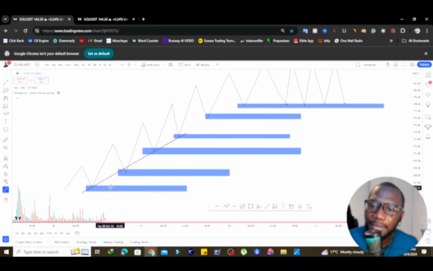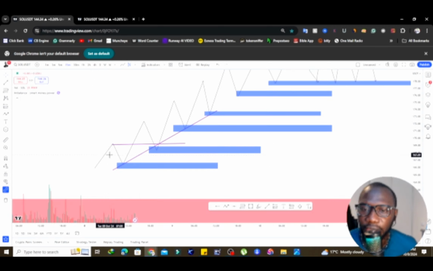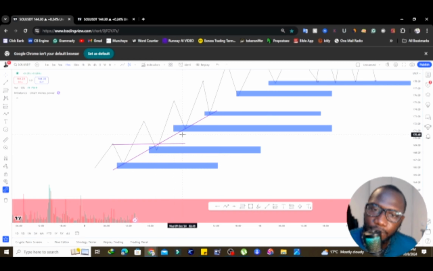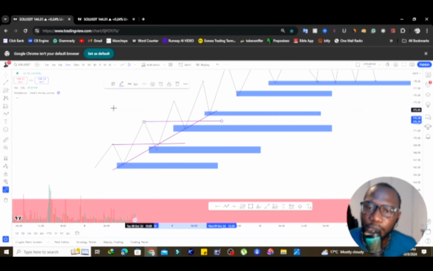So number one, the market doesn't break the higher low. Number two, the market creates a higher high. This way we can look at the market like this. This is the high, now this is the higher high. The market creates a higher low and then it goes up, higher low, it goes up. So as far as this market is still creating higher highs, we are still in an uptrend.